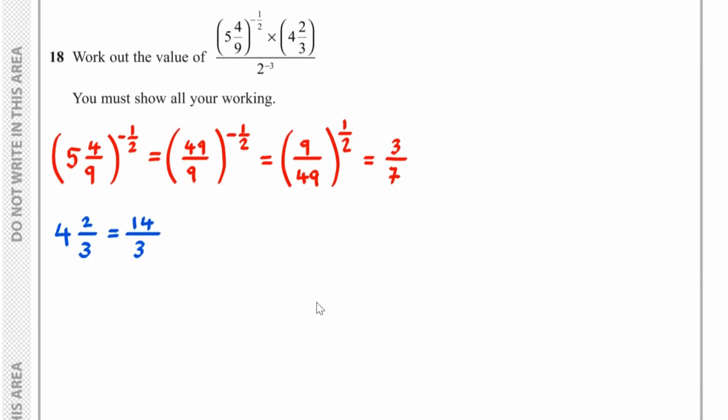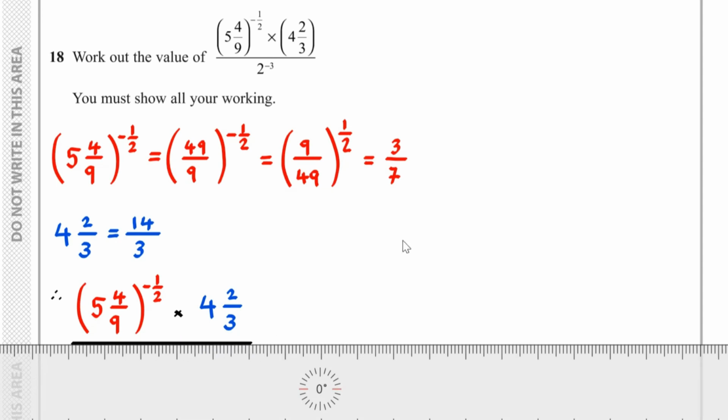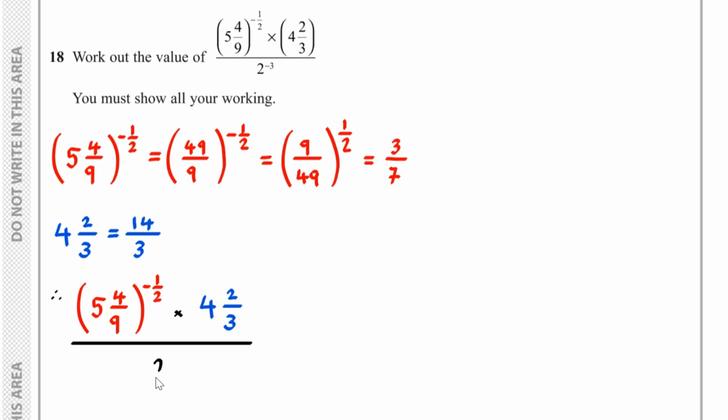So if we work out this result here, well, we have 5 and 4/9 to the negative 1/2 multiplied by 4 and 2/3, and then I'm going to divide this by 2 to the negative 3.